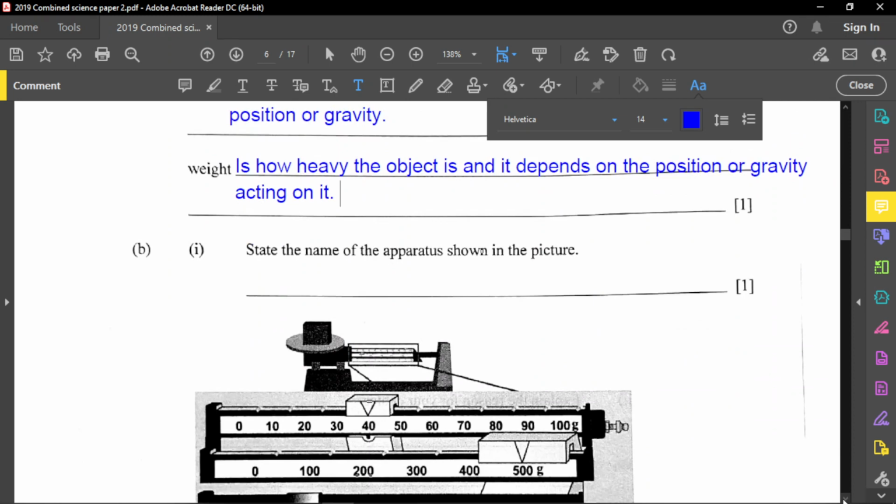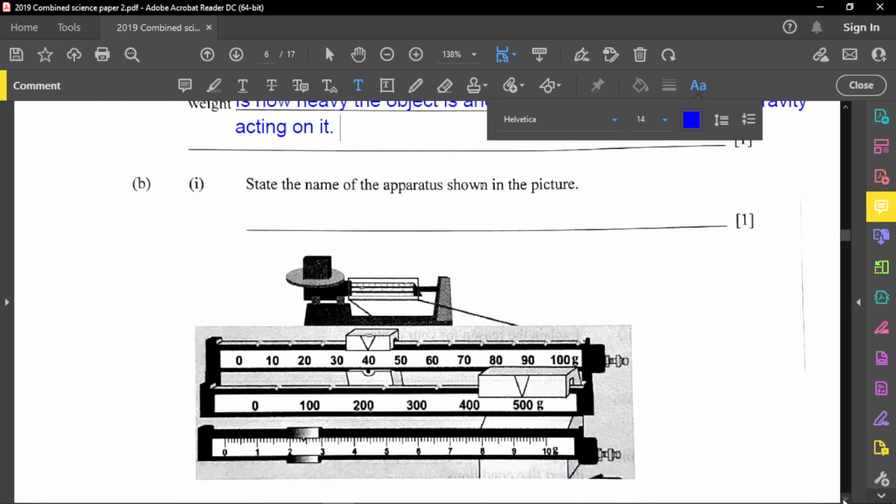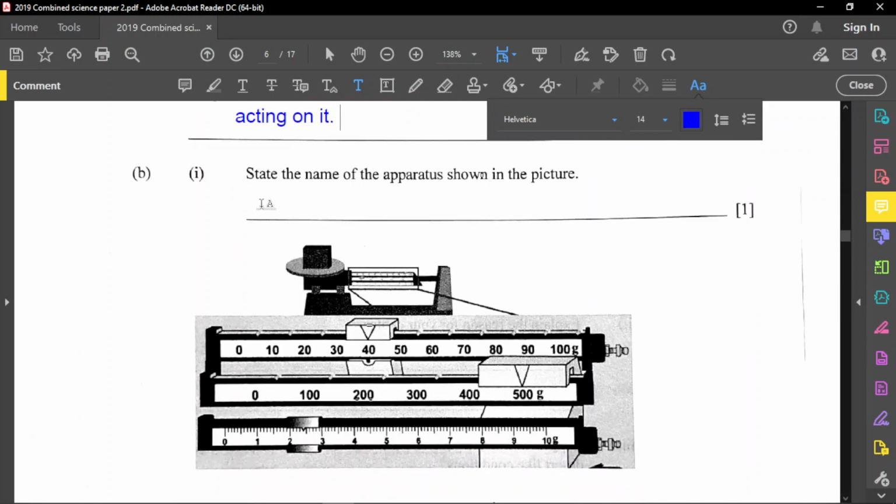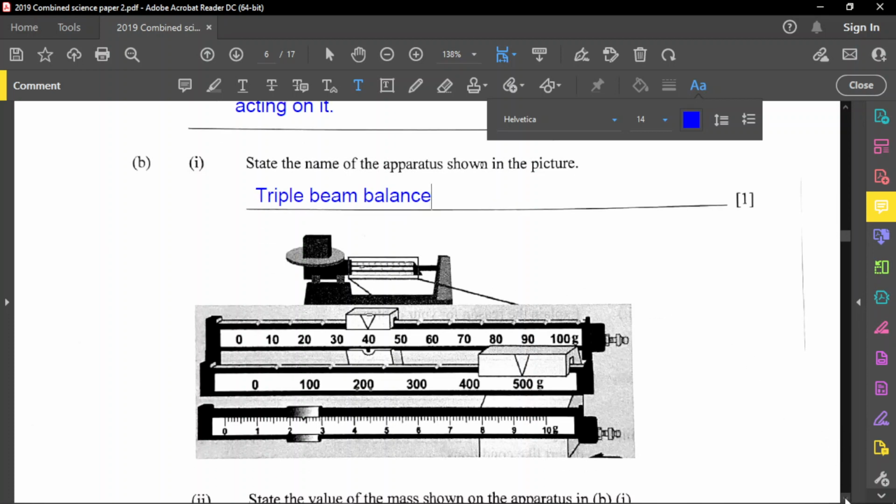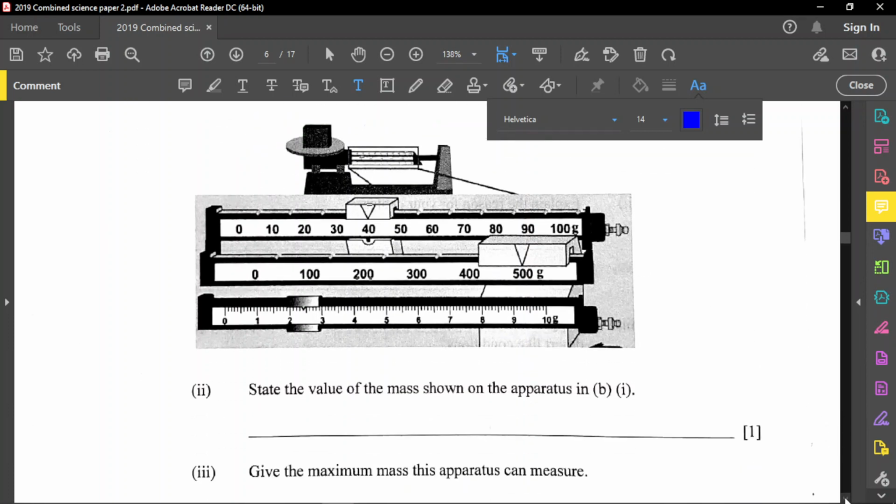Now for part B1, it says state the name of the apparatus shown in the picture. And the name of this apparatus is called a triple beam balance. All right, so the triple beam balance. And then here it asks us, state the value of the mass shown on the apparatus in B1.